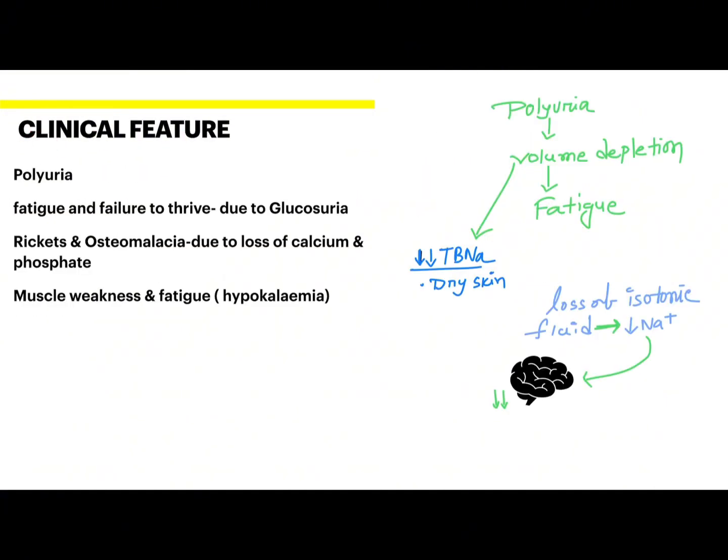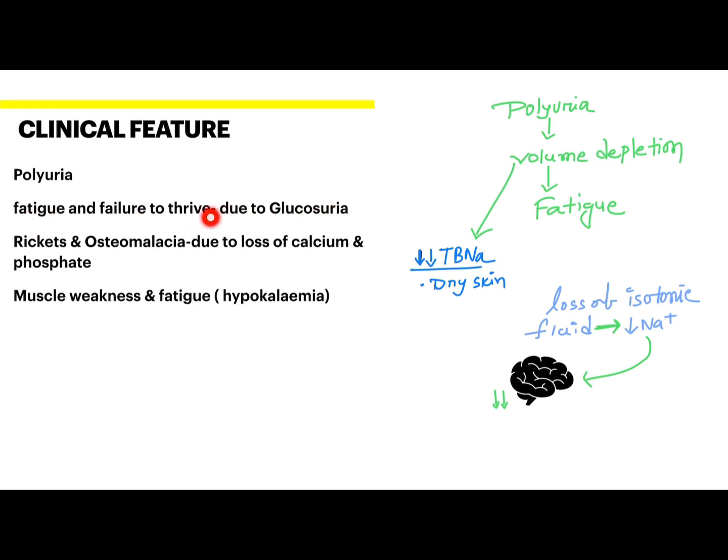Symptoms like polyuria. Due to polyuria, there will be extracellular volume depletion, which will lead to fatigue and low total body sodium. Due to low total body sodium, there will be dry skin and dry mucous membranes. Due to loss of isotonic fluid and the patient drinking plain drinking water, this will lead to low sodium level or hyponatremia. And sodium is related to CNS function, so there will be low CNS function. Glucose is very important for growth and to thrive. So due to glycosuria, there will be fatigue and failure to thrive.